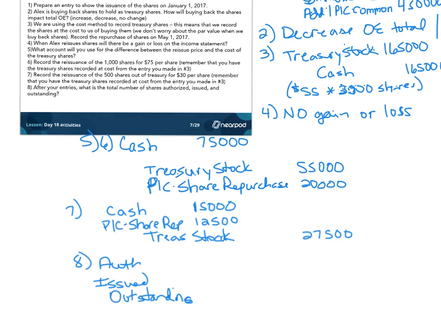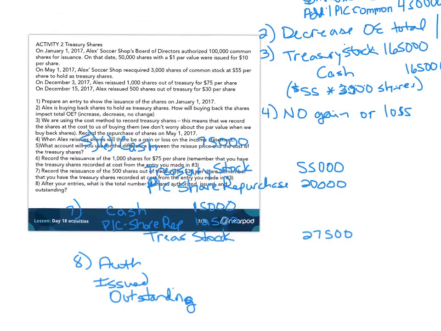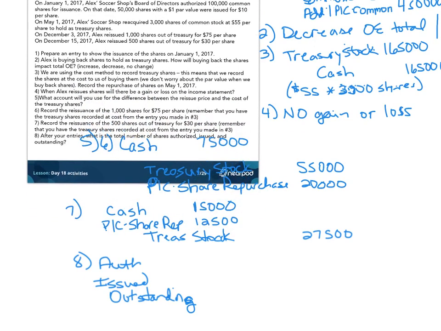Yeah, that says outstanding. All right, so how many of each of those categories? If you look back at the information, you can see right here 100,000 shares were authorized. That really isn't going to ever change, so the answer is 100,000 shares authorized.